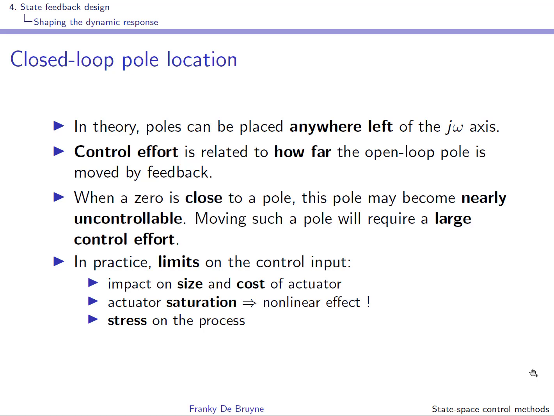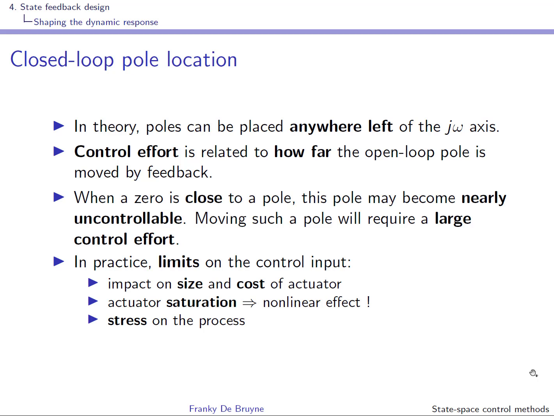Well, we have just seen that you can compute the feedback matrix K by assigning the poles in closed loop. So maybe we should spend some time on those closed loop pole locations. In theory, the poles can be placed anywhere left of the imaginary axis. So you would be tempted to push them as much to the left as you can, but there are some reasons why you should not do that.